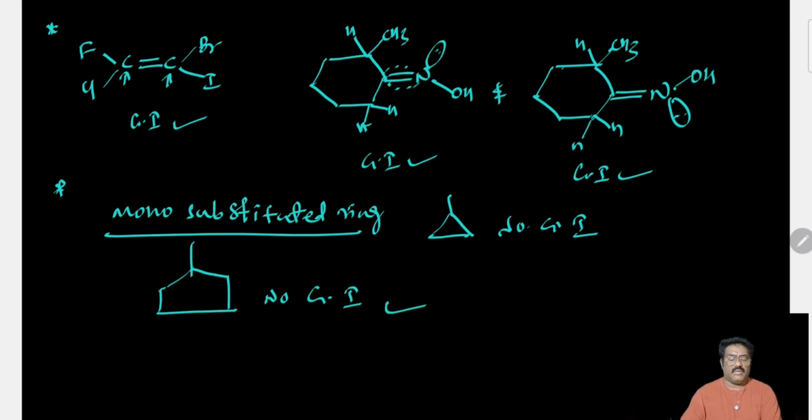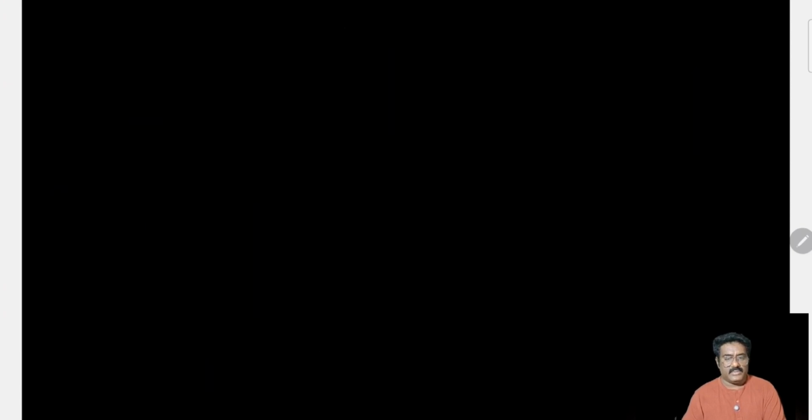For di, tri, tetra substituted groups, they can show GI. Have a look at the example. If I am taking cycloalkanes as an example, having CH3, H, CH3, H, these are two different types of groups. It can show GI. Look at the example.